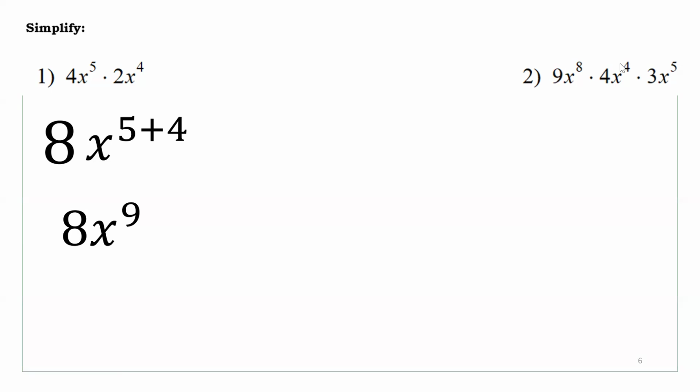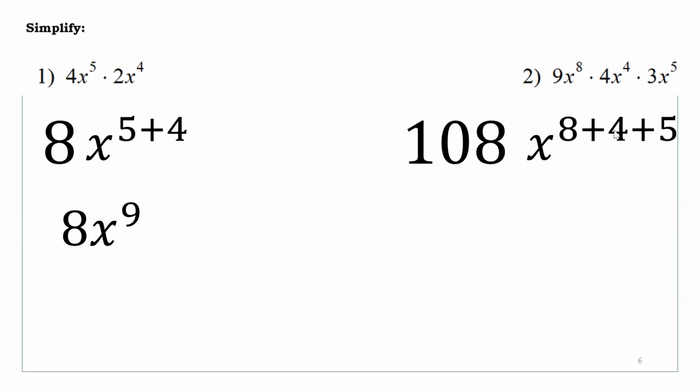Number 2, we have 9 times 4 times 3. Some of these numbers are pretty big, so use your calculator. We end up with 108. Then we have x to the eighth times x to the fourth times x to the fifth, all the same letter, so I can add their exponents. 8 plus 4 plus 5 gets us x to the 17th.